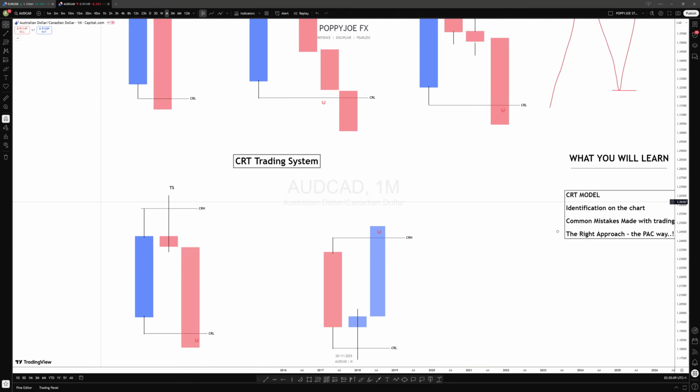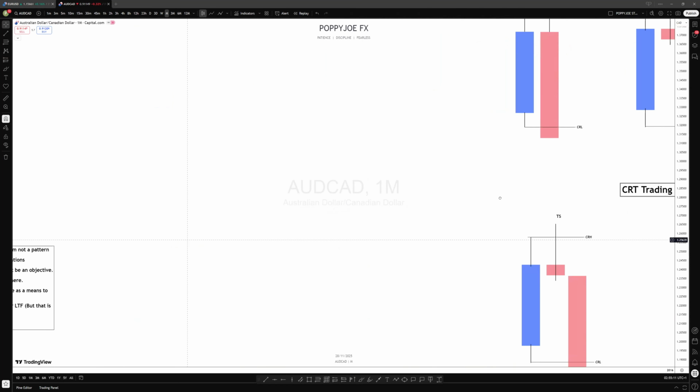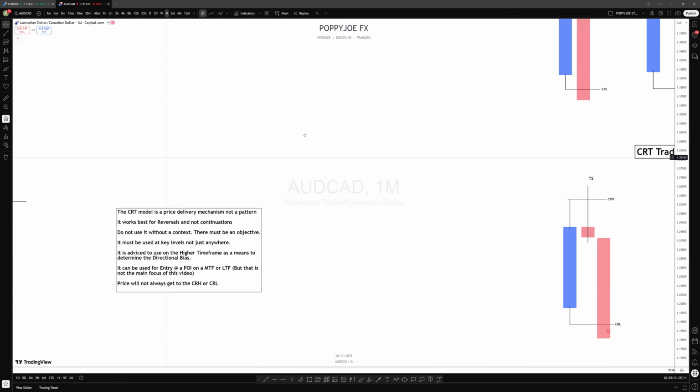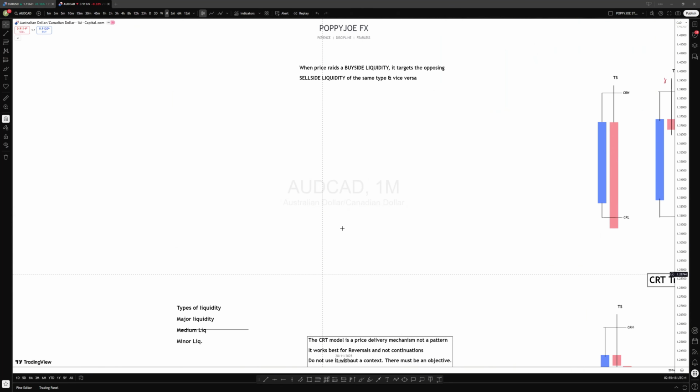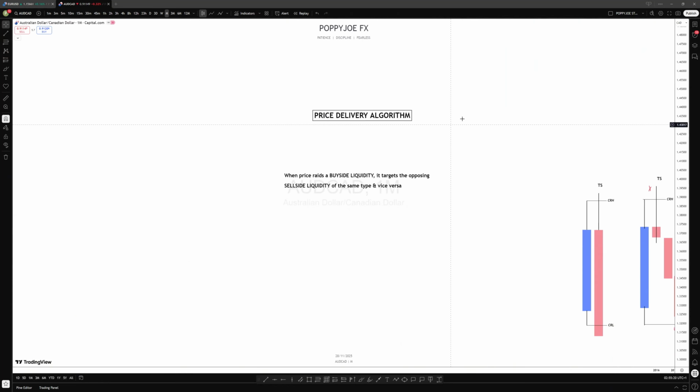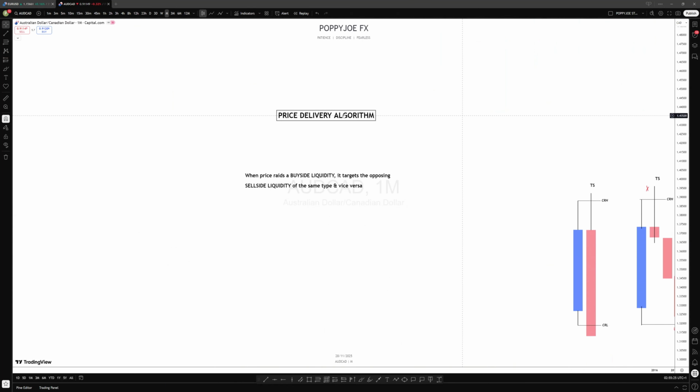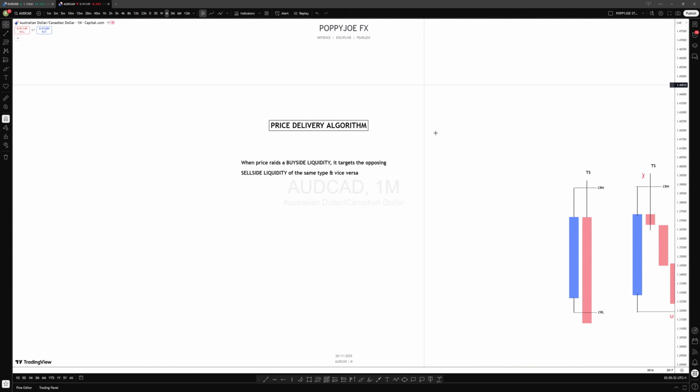Over here I made it known that there's a law that governs the price delivery algorithm. Look at this. The price delivery algorithm simply states how price is being delivered, the mechanism with which price is delivered. The market doesn't just move randomly. We have made this clear.